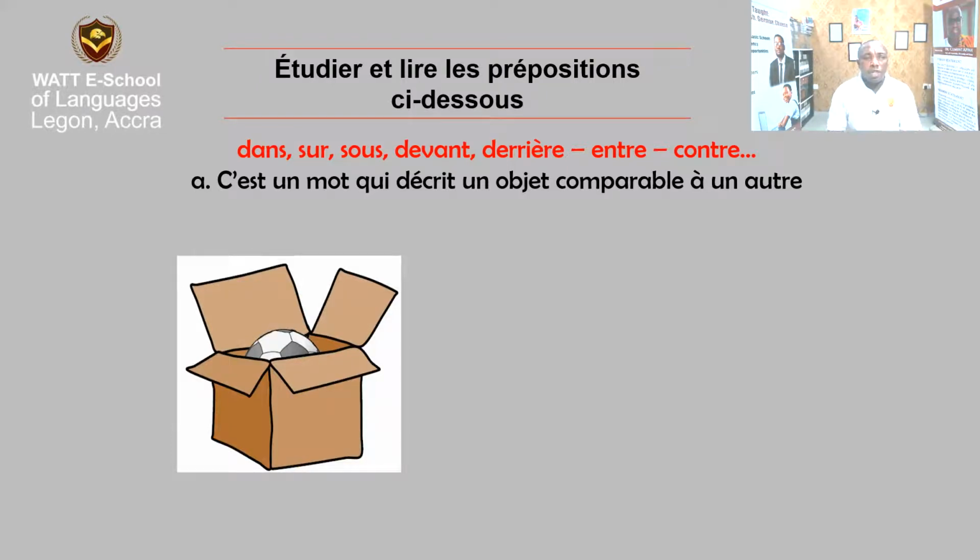Let's look at this image. When you look at the image, what can you see? A ball, right? Great. You like ball, that's why you first mentioned ball. And what else? You can see a box, an open box. And where is the ball position compared to the box? That's the lesson I'm teaching you this day. In English, how will you say it? The ball is inside the box.